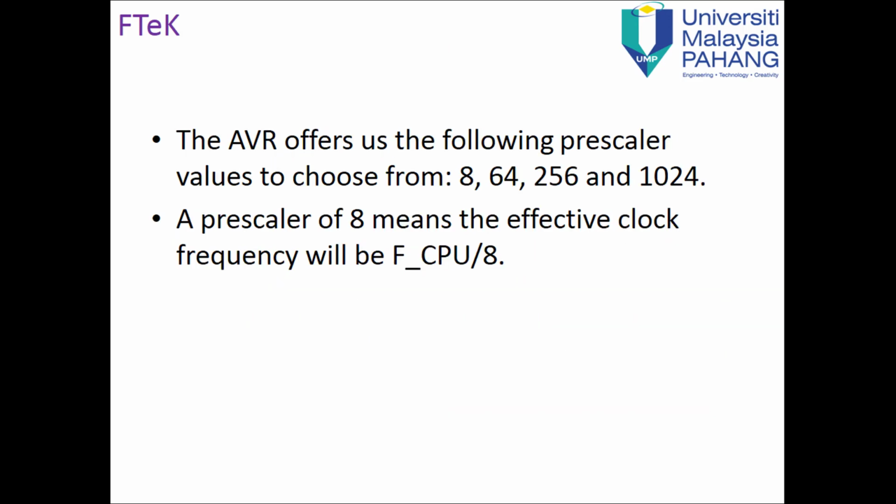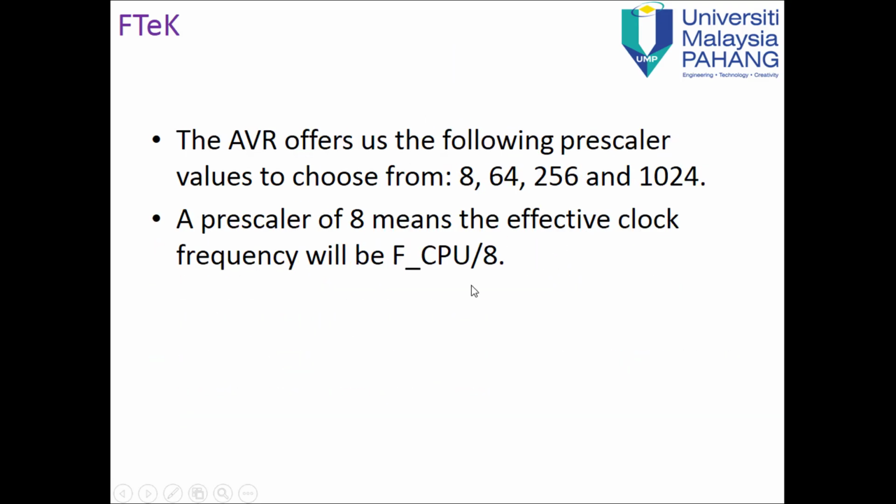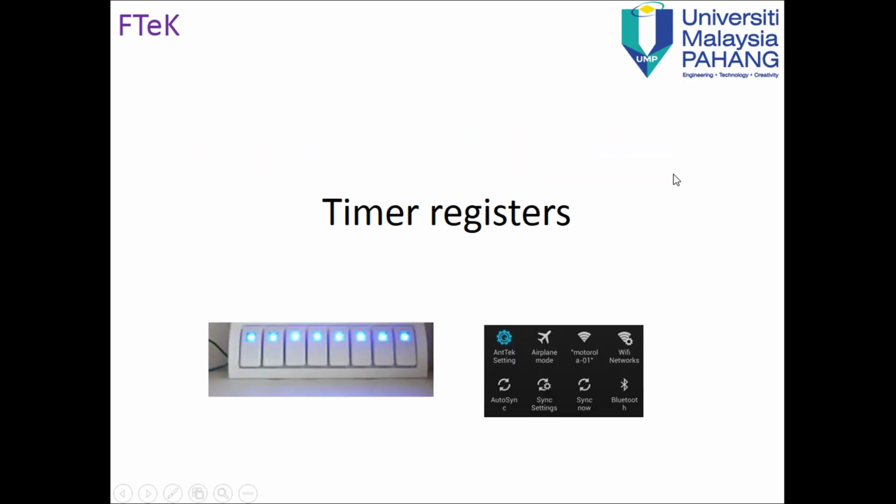The AVR offers many dividing factors or prescalers. We can choose for the timer 1, 8, 64, 256 and 1024. So a prescaler of 8 means we divide the frequency by 8. So the effective clock frequency will be the nominal frequency divided by 8. And if we change the prescaler, we change the division factor.